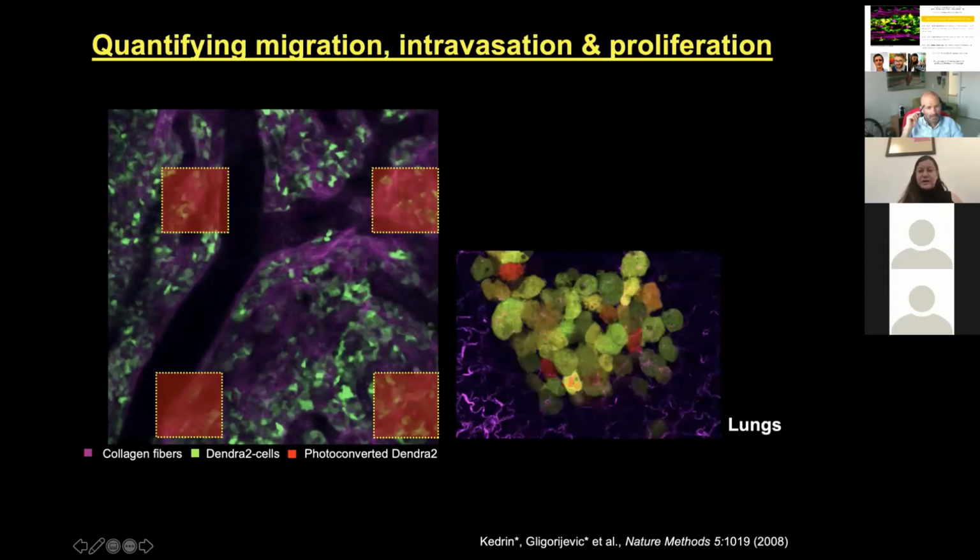So this is an image taken now 5 days after photoconversion, because we wanted to give them time to also extravasate and grow inside the lung. So this is a micromet of about 30 cells.